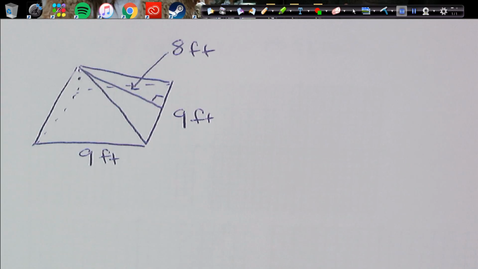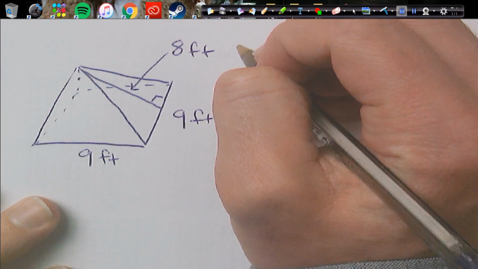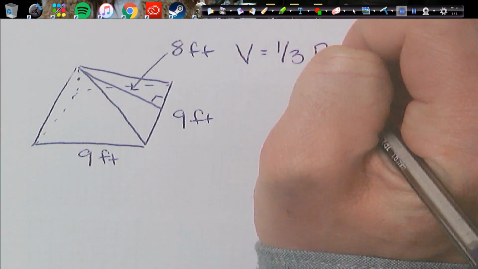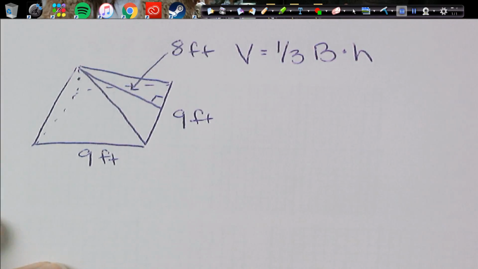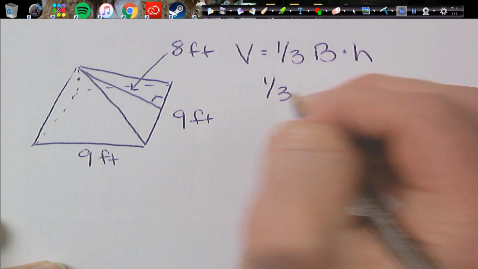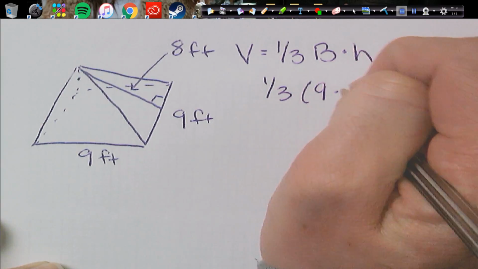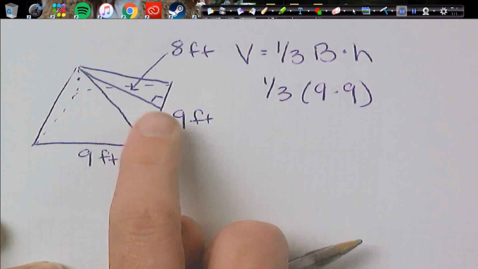Let's start. First of all, we're going to find the volume of the next couple of shapes. The first thing I always like to do is write down the volume equation. This is a pyramid, so we have to do 1/3 area of the base times the height. It's a 9 by 9 square, so that's pretty easy, and our height is 8 feet.